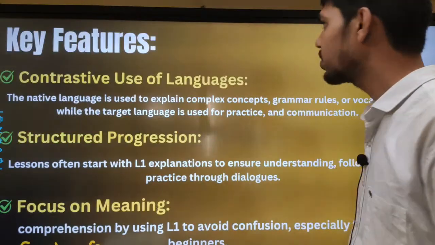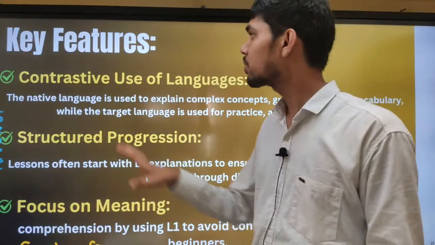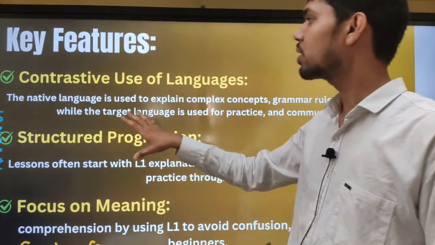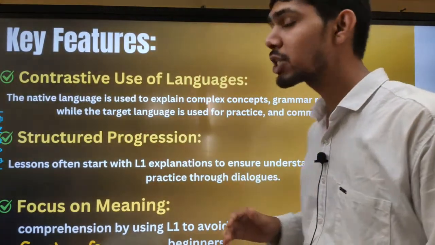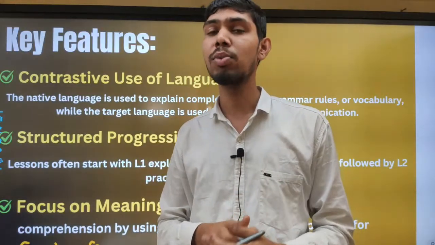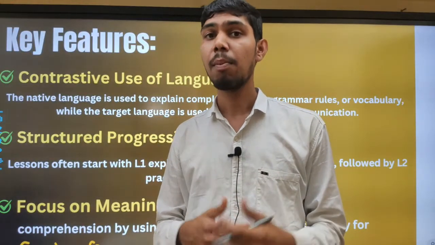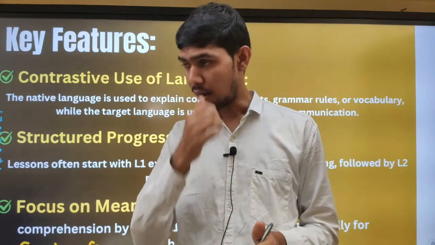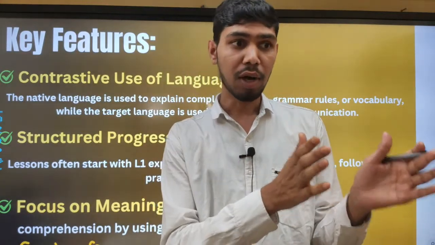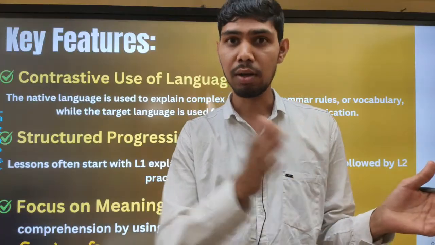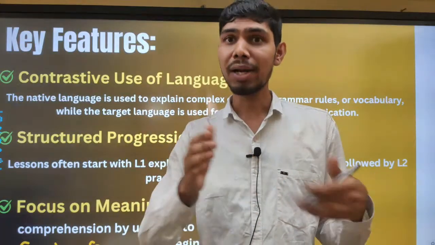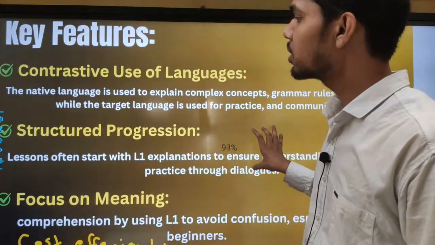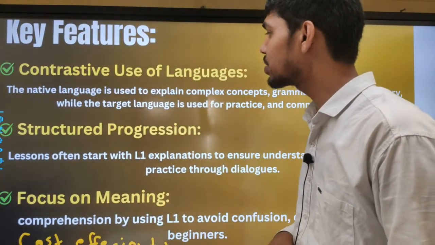There are some key features of this method. First is the contrastive use of language. In this method, the native language is used to explain the complexities of a complex topic, but for practice, the second language is used. That means we use the native language to understand a complex topic of the target language, but while practicing, we use the second language.